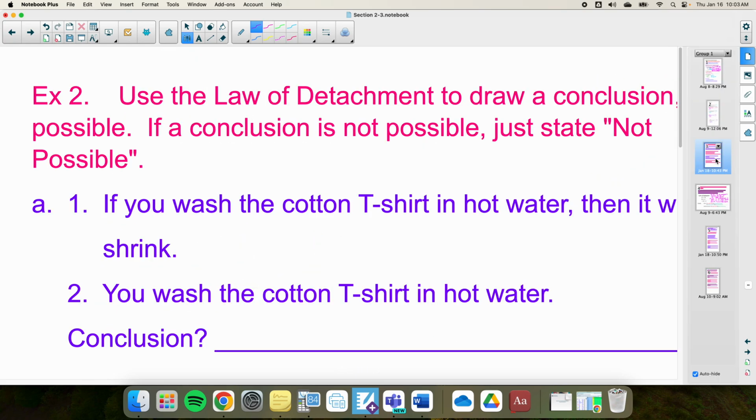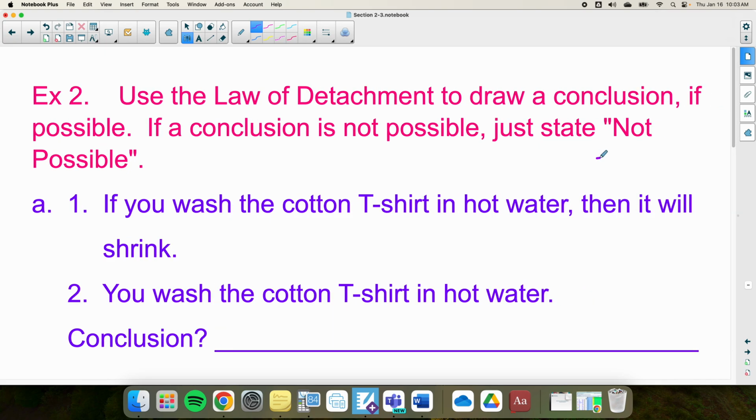Now, let's go to this page. So this one has the first two sentences. We have to see, could we write a third statement? And if we can, we do. If we can't draw a conclusion because it's not Law of Detachment, we just say not possible, okay?